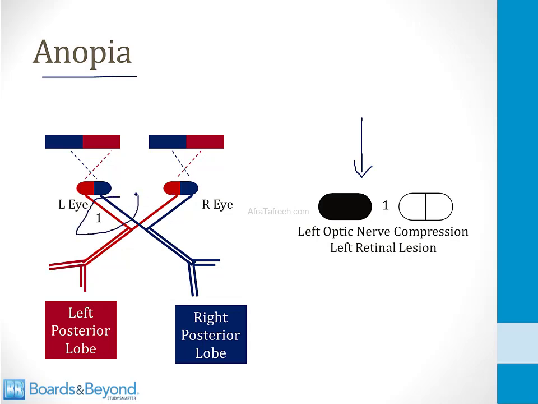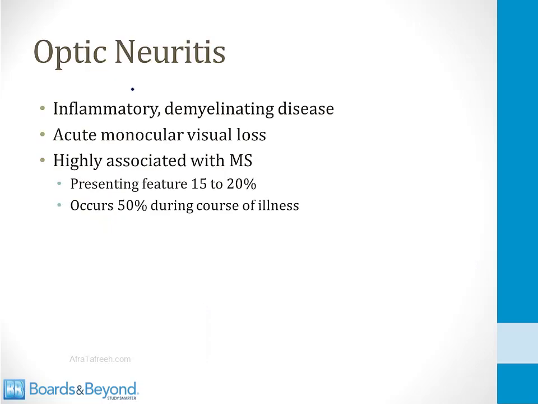In other words, when there's either a defect with the retina picking up light signals or a defect of the optic nerve carrying those light signals away from one eyeball. So this can occur if there's optic nerve compression. It can also occur when there's a left retinal lesion. One disorder that can lead to anopia that you should know for step 1 of your boards is optic neuritis. This is an inflammatory demyelinating condition of the optic nerve. It leads to acute monocular vision loss. And you should know that optic neuritis is highly associated with multiple sclerosis.